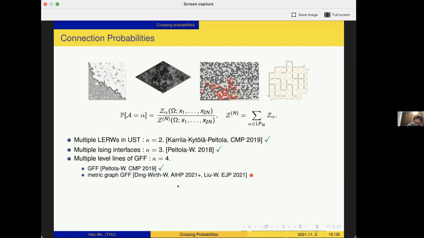There's another version of the discrete GFF, which is called the metric graph GFF. Even though the metric graph GFF converges to the same limit as the discrete GFF, we prove in a joint work with Jian and Vers that if we think about crossing probability in the metric graph GFF, it is significantly different from the one for the continuum GFF. In a later work with my students, we calculate explicitly what this crossing probability should be. It turns out that these crossing probabilities correspond to solutions to third order PDEs.